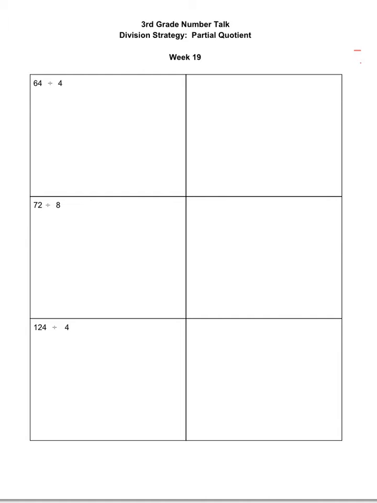So, when we look at 64 divided by 4, some of you may know that 10 fours is 40. You also may know that 6 fours is 24. So in other words, 64 divided by 4 is 16.